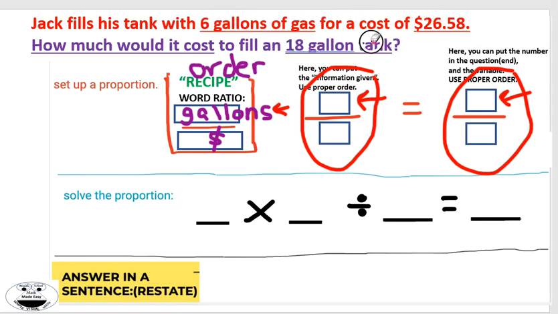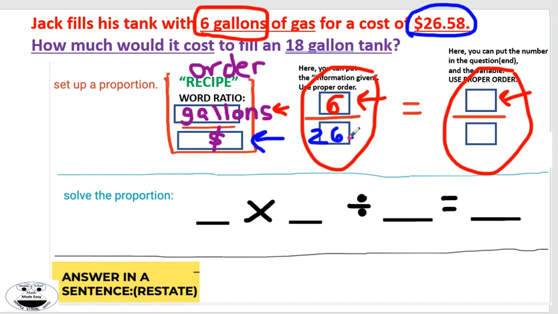So again, let me make that clear. We know that the 6, since it's gallons, is going to go on top in this ratio. How do we know that? Because it tells us here in the recipe, the gallons goes on the top. So we're putting the 6 here. The 6 is the gallons as we see in the problem. Now, the money is going to go on the bottom, and for that I'm going to use a different color. I'm going to put money, and here we have $26.58. I'm going to put it on the bottom. We know the money is going to go on the bottom because the recipe says put the money on the bottom.